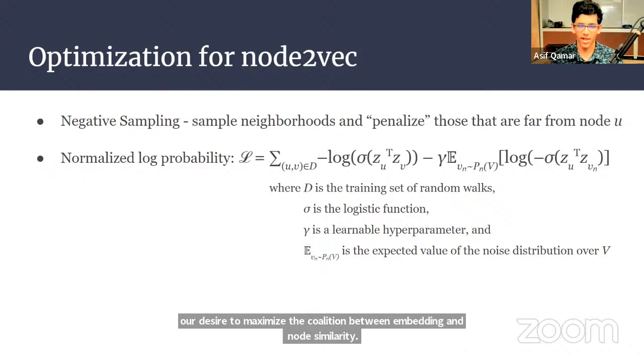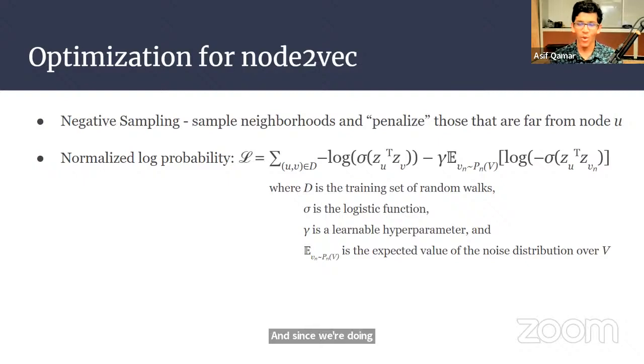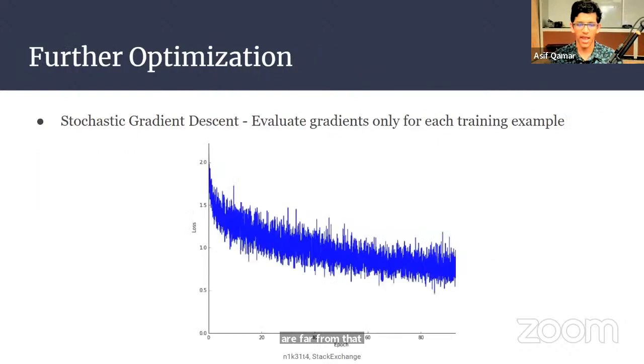And since we're doing negative sampling, we want to penalize the neighborhoods that are far from node U. That's why we subtract the expected value of the noise distribution. And to optimize this further, we can use stochastic gradient descent. So instead of evaluating gradients for all nodes in the graph, we only evaluate it for each training example. This is a much noisier descent compared to typical gradient descent, since we're doing random sampling, which can lead to different amounts of error, but it converges much more quickly.